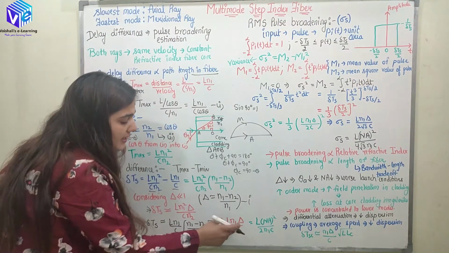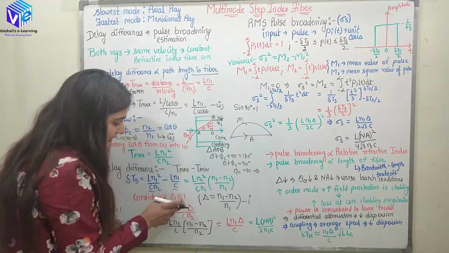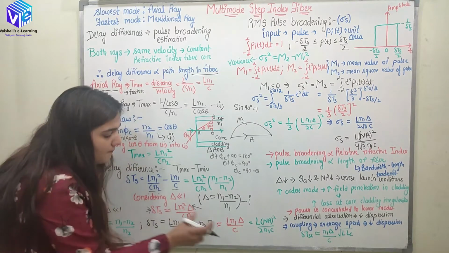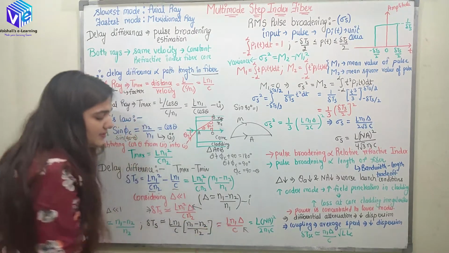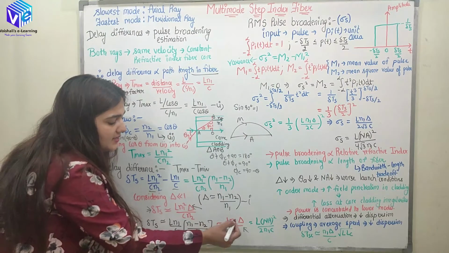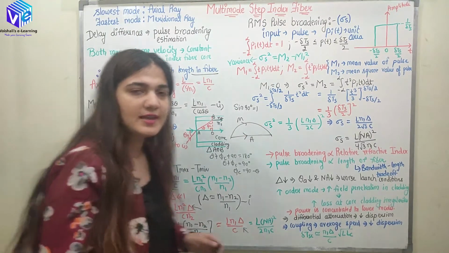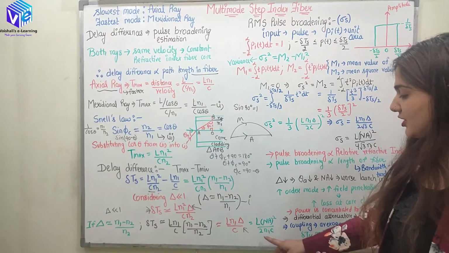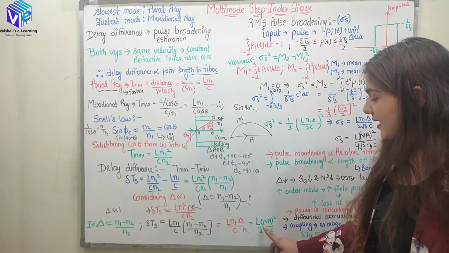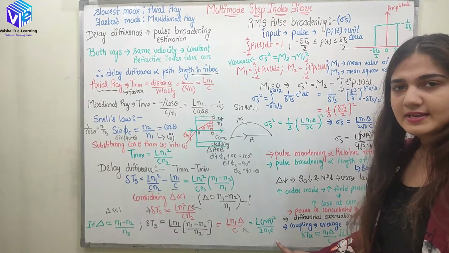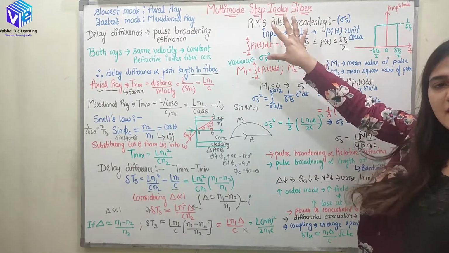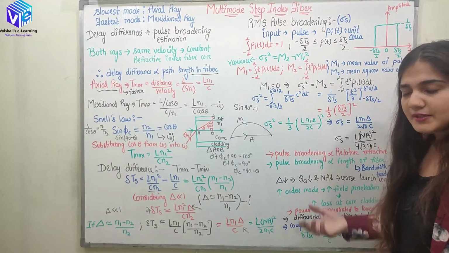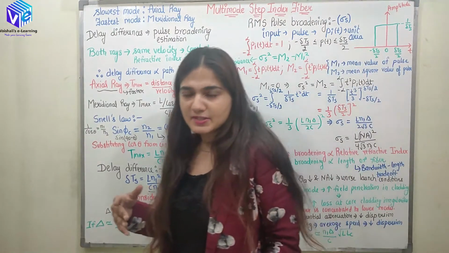So this is a very simpler equation rather than this. You can see this equation is more complex than this equation, so I can represent the delay difference as simply L n1 delta upon c, and I know the relationship between the relative refractive index and the numerical aperture, and I can represent it as L NA square upon 2 n1 c. Right? So now if I want to find out the RMS pulse broadening from this delay difference equation, I am moving towards the RMS pulse broadening.